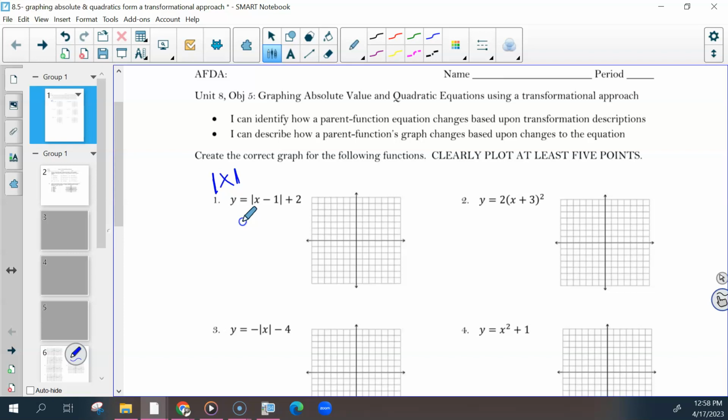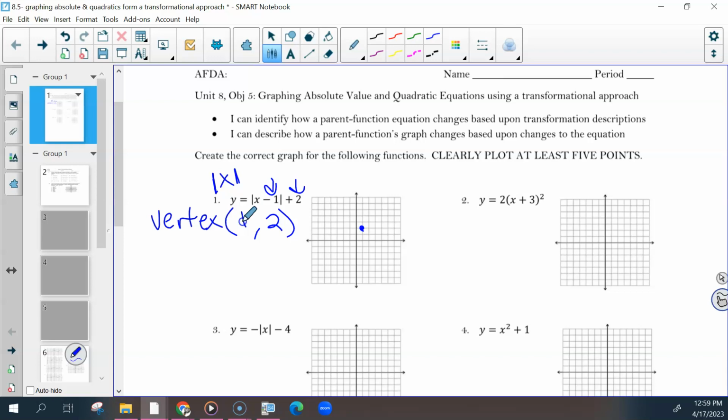Okay. For each of these, we're going to start by graphing the vertex. Looking at the inside number and the outside number. The inside number is going to be opposite of whatever it says. So instead of -1, it would be +1. Outside number will be whatever it says. You are writing this down? And we're going to graph at 1, 2. That point.